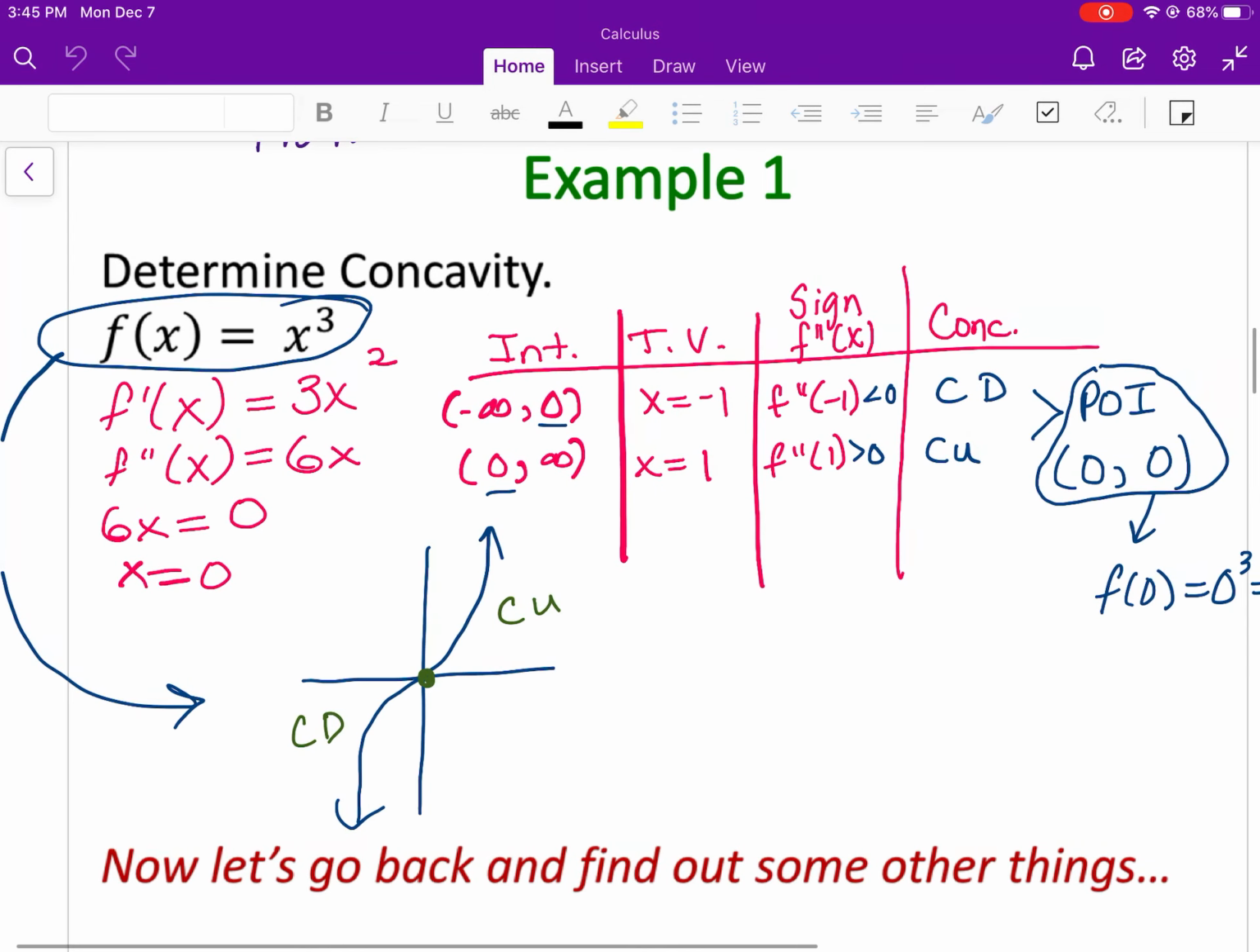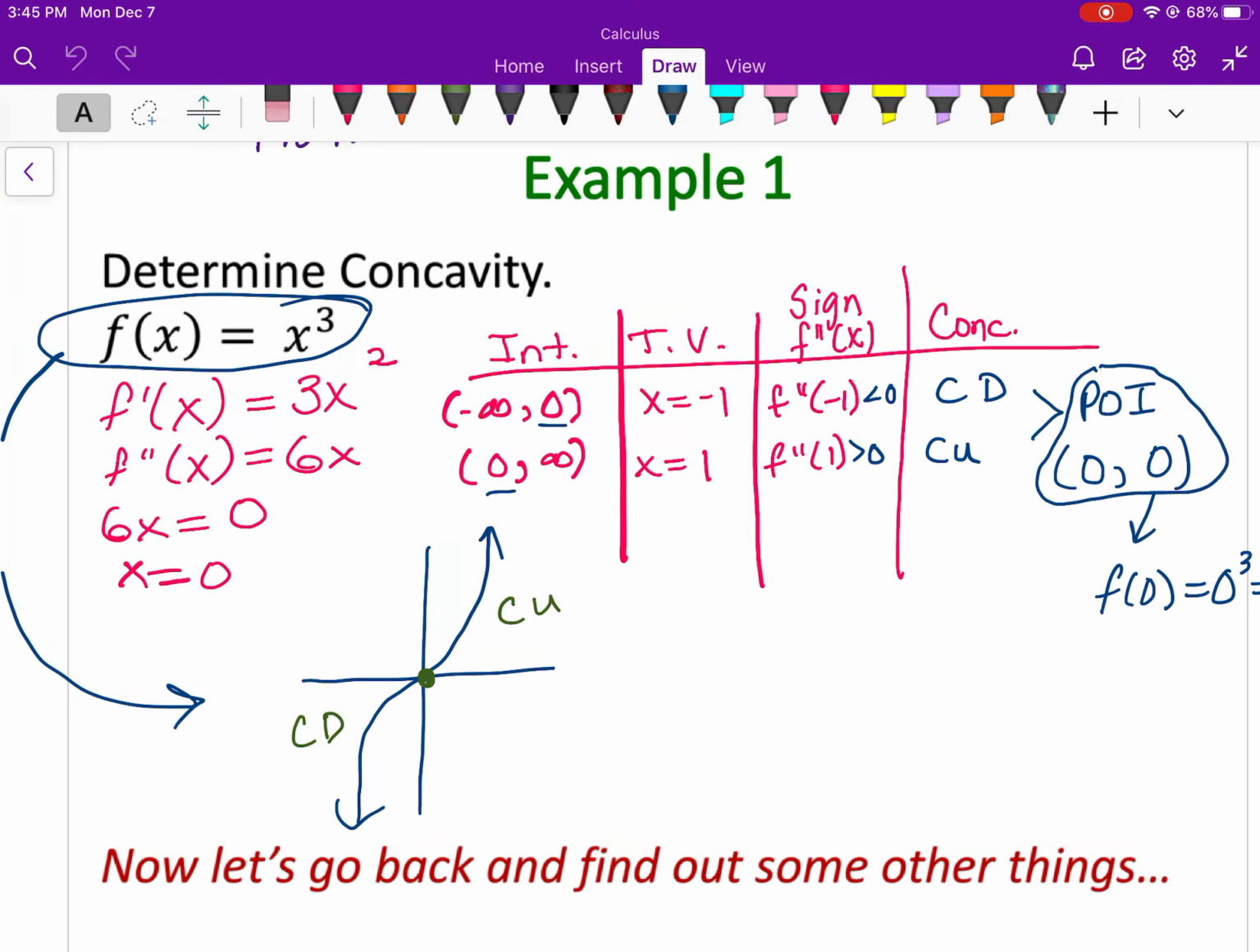Okay, and this is the first example. We basically just found our first derivative right here. Here's our first derivative. Then we found our second derivative.